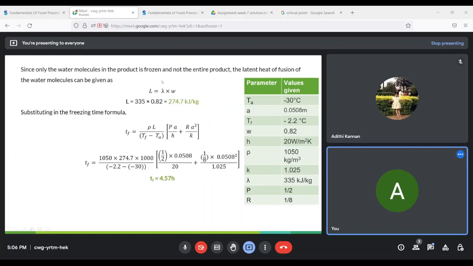This is the main part: when you have moisture content, you need to calculate the latent heat of fusion of the moisture content. And then if sensible heat data is not given, you can assume Planck's equation to calculate the freezing time. So the answer to this question is option A.